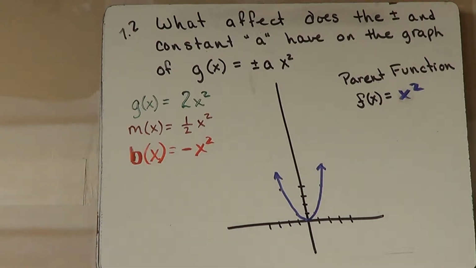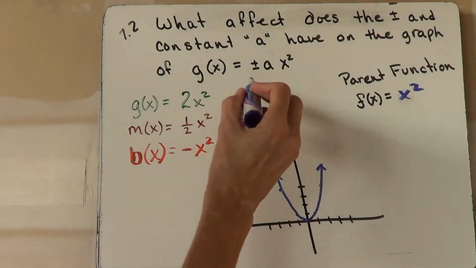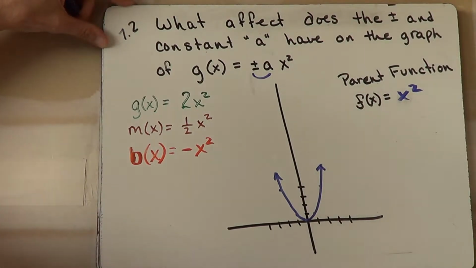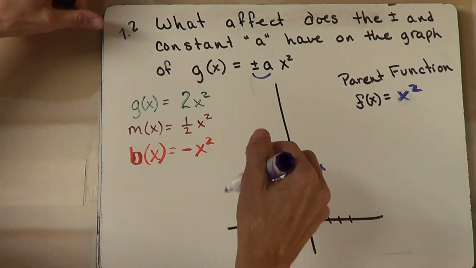Welcome to 7.2. What effect does the positive, negative, and the constant a have on a graph? So it's right out front here that we're looking. We're just trying to figure out what effect does that have. Okay, the parent graph, f of x equals x squared, is graphed right here.